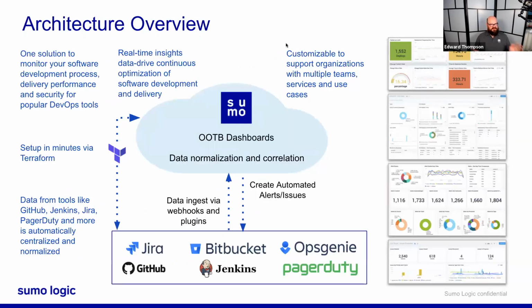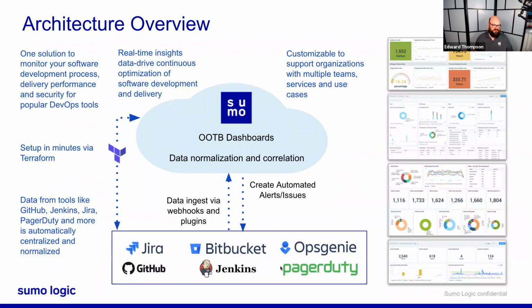So a bit of an architectural overview. The cool thing here is we're able to deploy this via Terraform. So you can actually set this up. At the moment, via Terraform, we're supporting JIRA, GitHub, Bitbucket, Jenkins, Opsgenie, and PagerDuty. We are adding to that list at the moment. So there will be more out-of-the-box direct Terraform deployable resources, but this is extensible to a lot of other things.